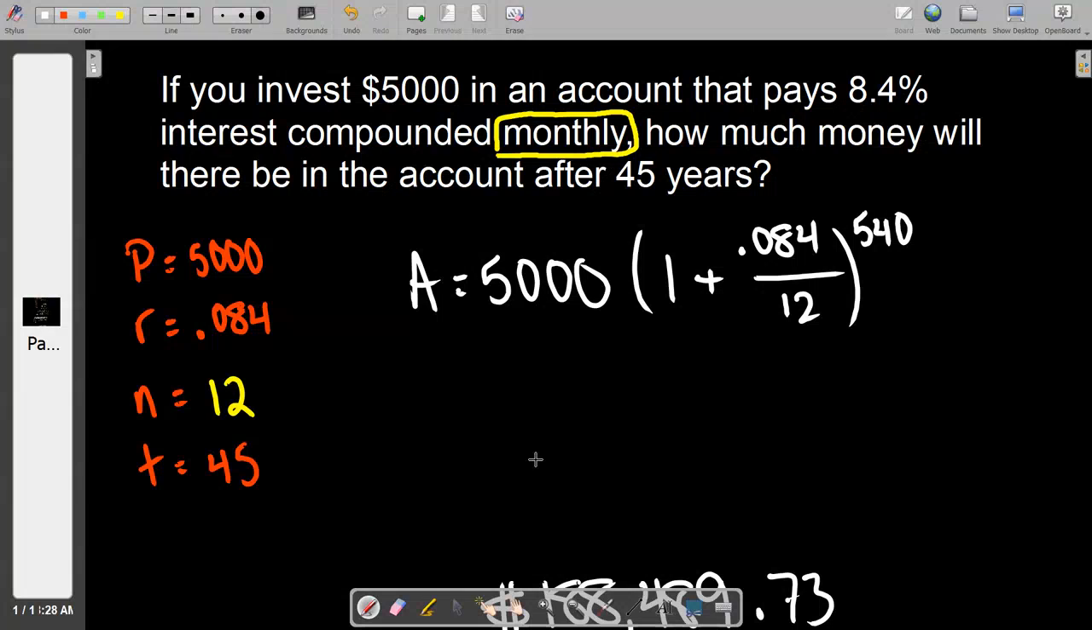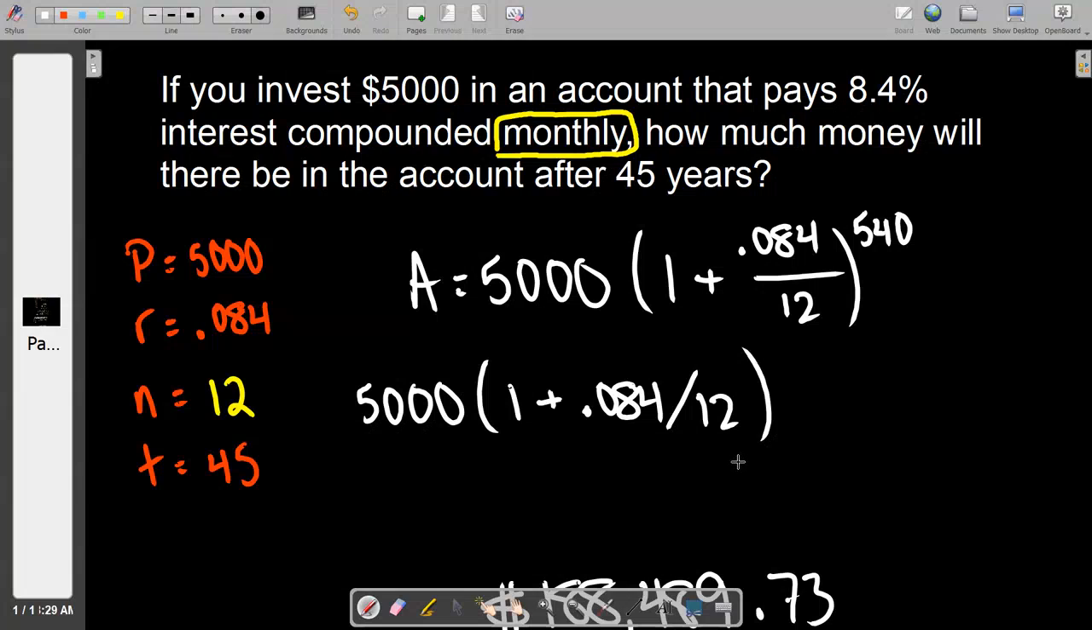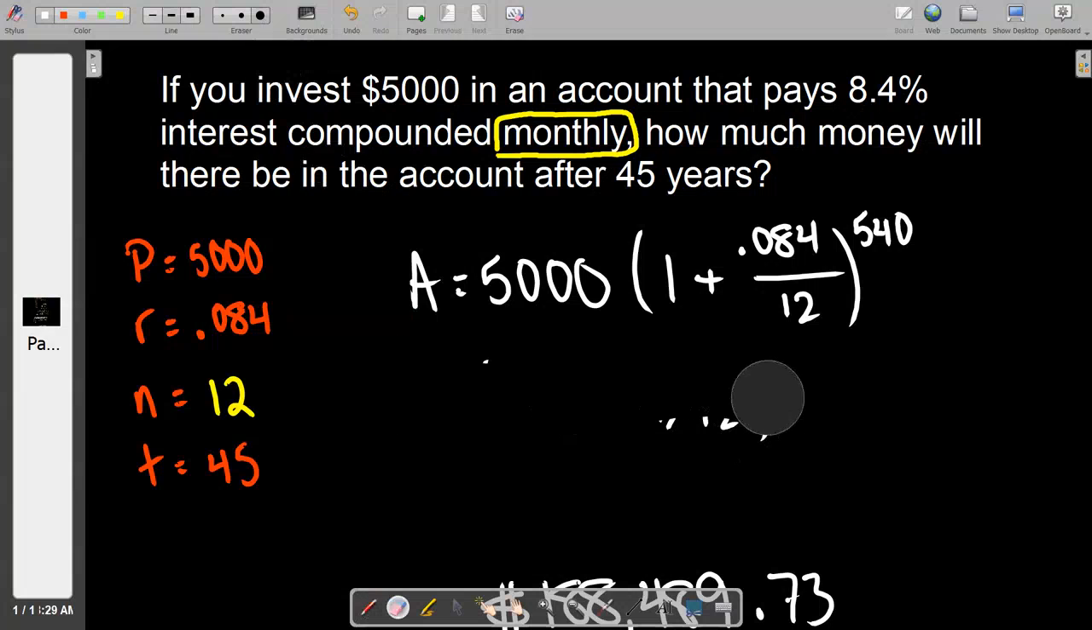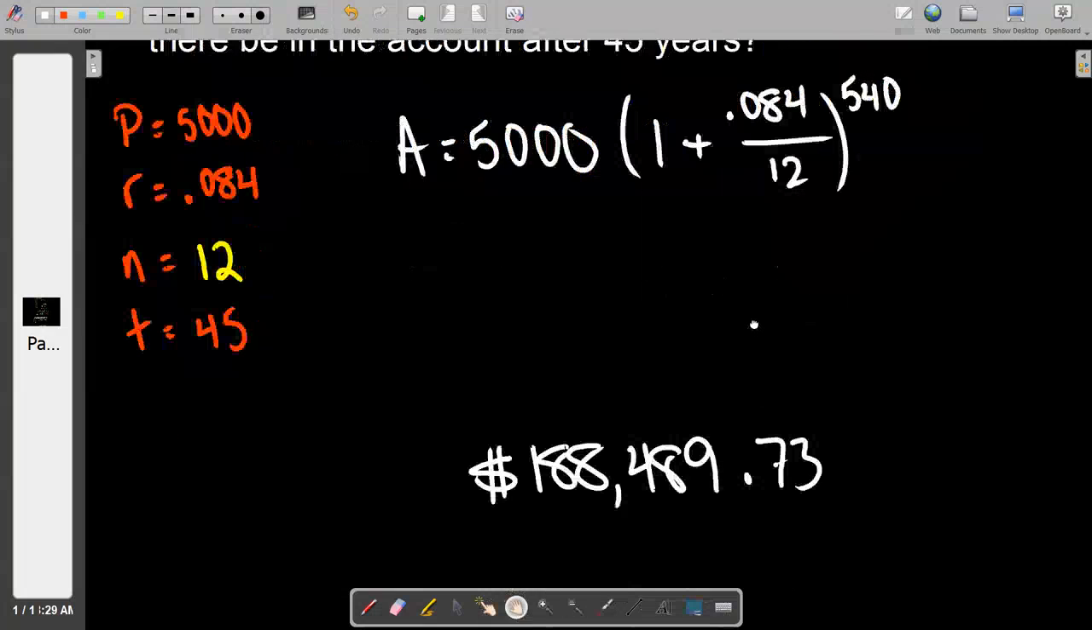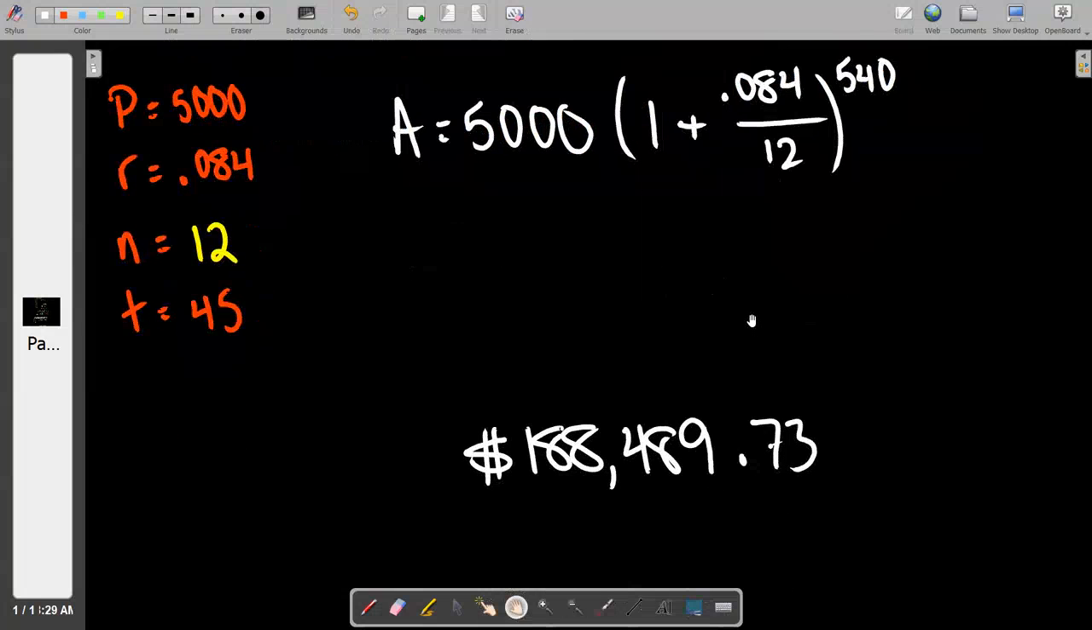So we're going to type in 5,000, open parentheses, 1 plus 0.084 divided by 12. Close parentheses, find your exponent button, and then put in 540. And you'll see that it's not massively different. It's not like, whoa, my goodness gracious, but it will be more.